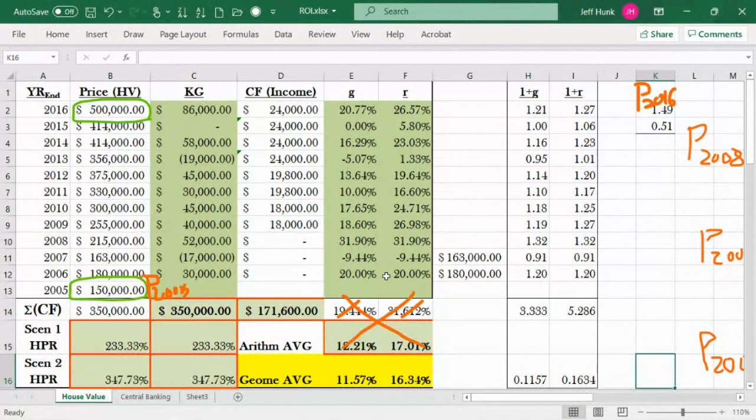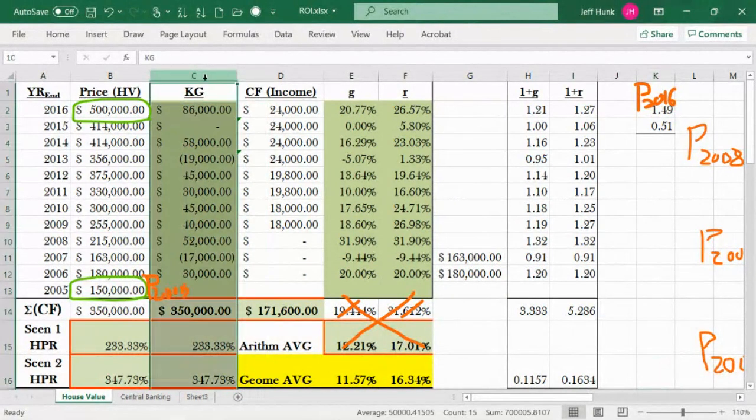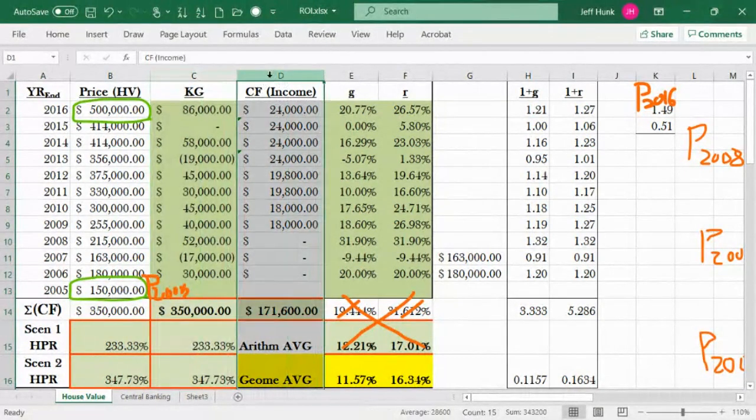In scenario one, basically, there will be capital gains or capital loss because house value will change. Isn't that right? So that's what this column is for, capital gains. But in scenario two, there is not only capital gains, but also additional cash flow, which is rental income, right?